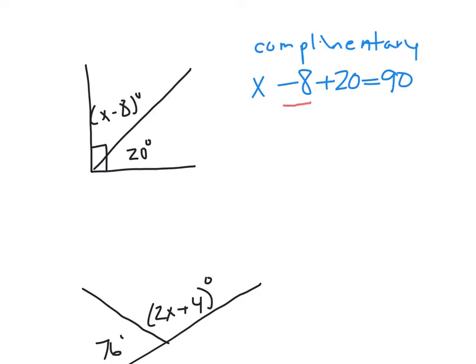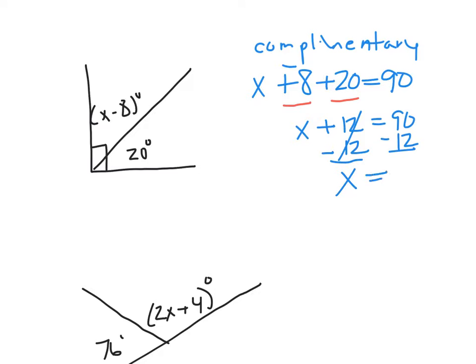All right, I can add my two constants together, but I think what I'm going to do is make a change here. So I'm adding a negative 8 plus a positive 20. So different signs subtract. 20 minus 8 would be 12. So my equation would be x plus 12 equals 90. And now solve the one-step equation. Subtract 12 from both sides so that these will cancel and leave me with x is equal to 78.